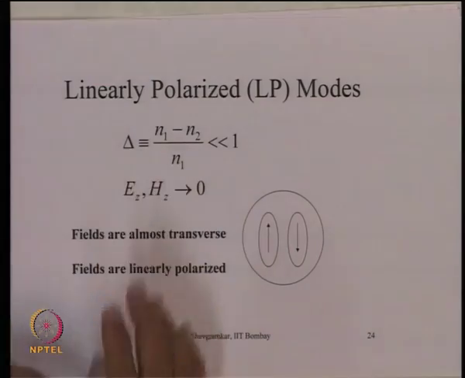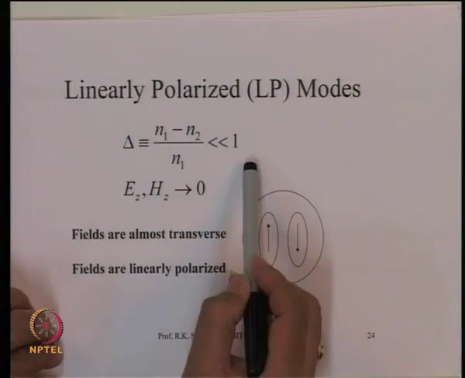This approximation is also called the weakly guiding approximation. Why weakly guiding? Because if there was no boundary between core and cladding, if N1 was equal to N2, then energy would be uniformly distributed over the entire space. The confinement of the energy to the core comes because it has a higher refractive index compared to the cladding.